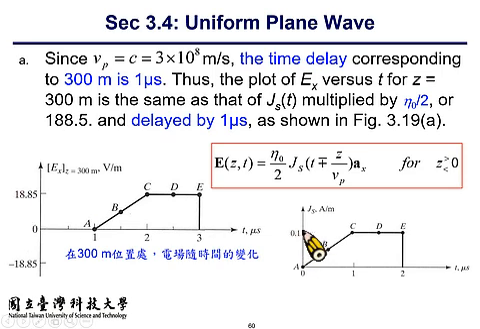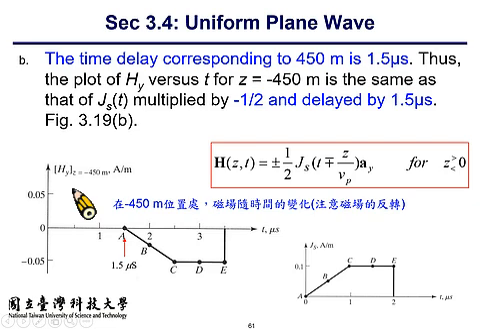188.5 divided by 10. So the maximum value you can observe from this is 18.85. Right? And let's move on to part B. Because the observing position is 450, it takes 1.5 microseconds for the wave to reach your observation point. So the time delay is 1.5 microseconds.